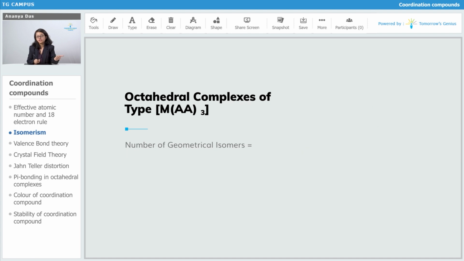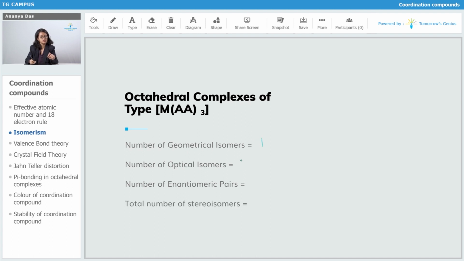So if you calculate the number of geometrical isomers, you are going to write 1, and the number of optically active pairs was also 1. So the number of optical isomers is going to be 2. That's going to make the enantiomeric pair 1, and the number of stereoisomers is equal to the number of optical isomers, which is 2, plus the number of inactive pairs, which was 0. So that's equal to 2. So these were all the octahedral complexes of the type M(AA)3, where AA is a didentate ligand in which both the donor atoms are the same.